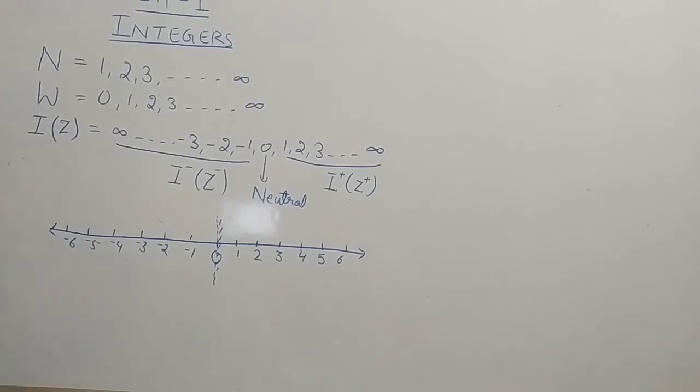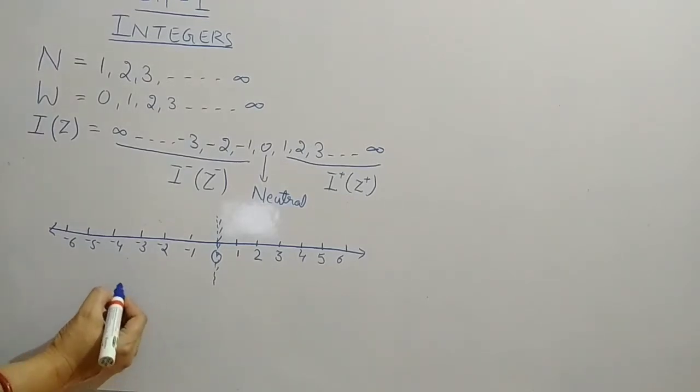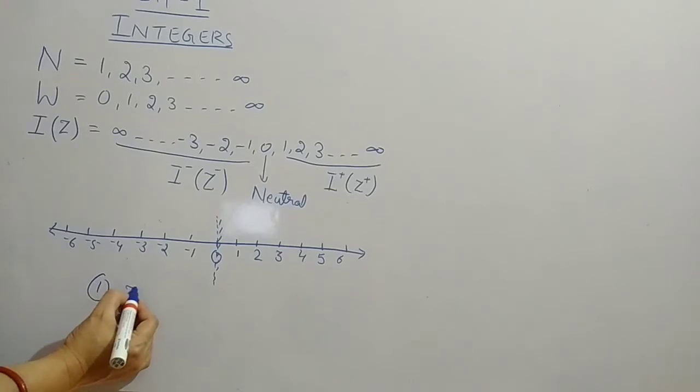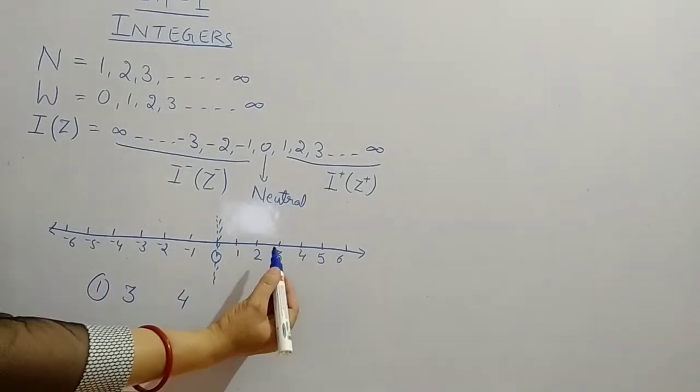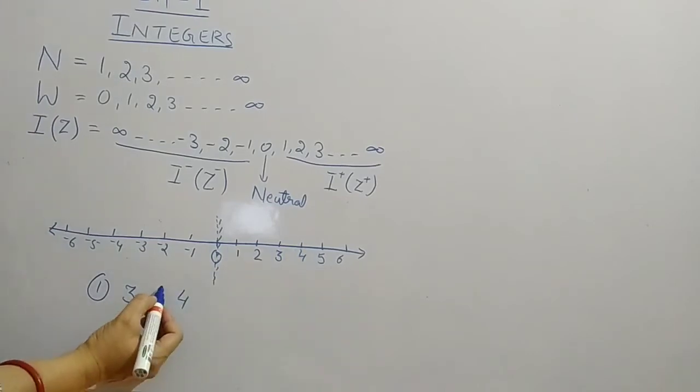When we have to compare these integers, always remember the right side integer will be greater than the left side integer. Suppose you are comparing two positive integers, for example 3 and 4. So see, 3 is on the left side, 4 is on the right side. So always the right side integer will be greater.